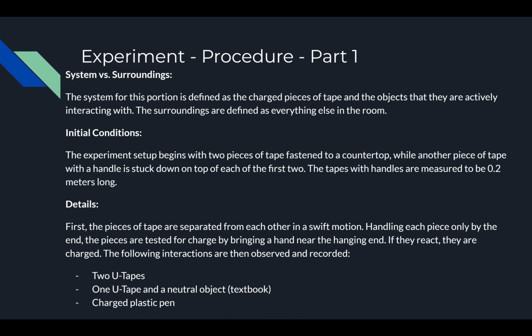Some things here: we're going to define the system as the charged pieces of tape and the objects that they are supposed to be interacting with, and the surroundings will be everything else. The initial conditions are essentially the pictures that you saw prior. I did measure the tapes to have a length of 0.2 meters. And for the actual lab procedure details, essentially, we all did it, but we're going to rip them off the table, test to make sure that they have a charge with a hand, and then check the reactions between the tapes.